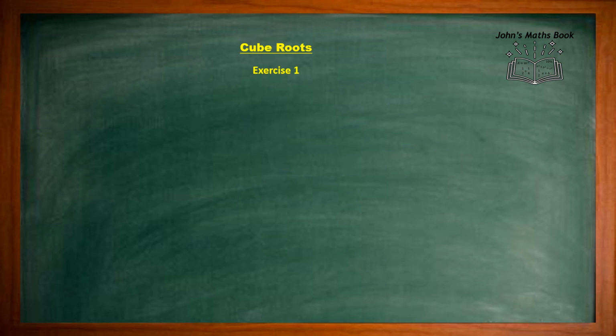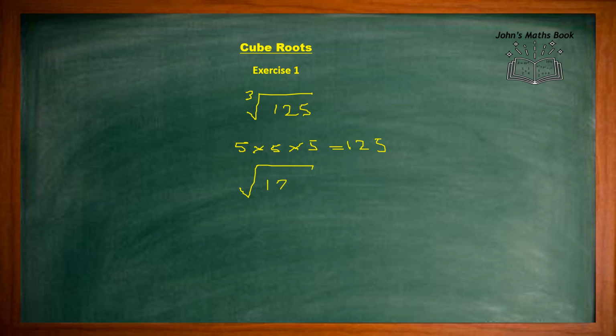For exercise number 1, find the cube root of 125. Pause the video now and see if you can work out the answer. Well, hopefully you got the answer. What we have to ask is what number, when multiplied by itself 3 times, gives us 125. We can see that 5 times 5 times 5 gives us 125. So therefore, the cube root of 125 is equal to 5.